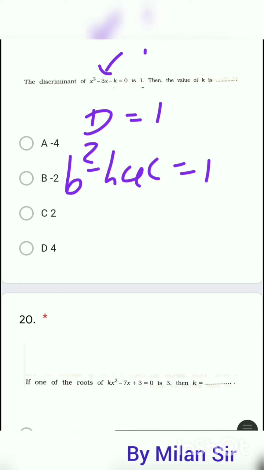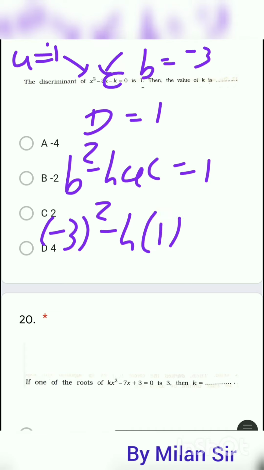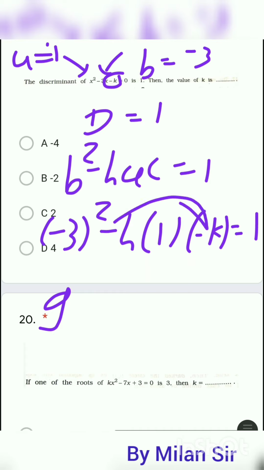Now b is minus 3. So put the value here, minus 3 all square minus 4a. Here nothing is there, so we can write a is equals to 1, so 1, and c is minus k. Here we need to find the value of k. Now minus 3 all square is plus 9. Now here minus minus plus, 4 multiply k, 4k is equals to 1.